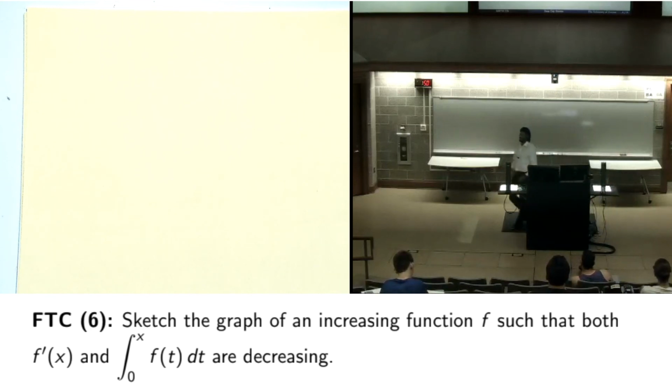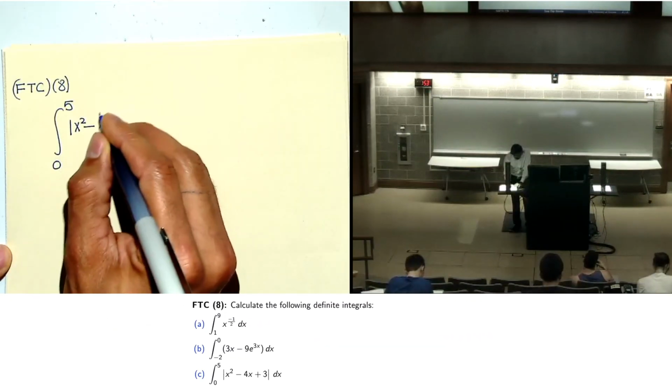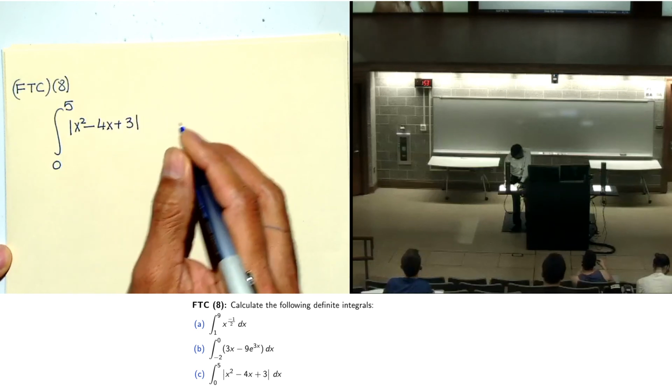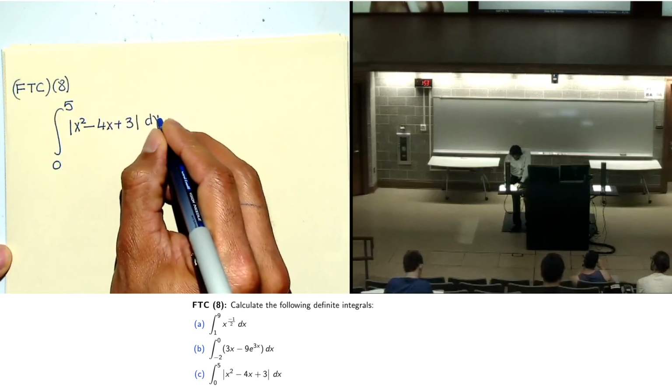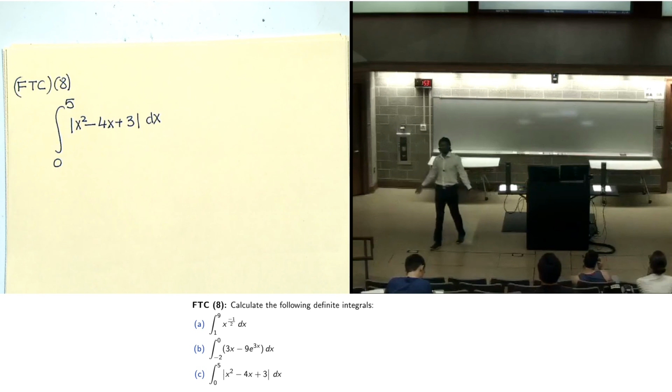No study for tonight? The integral of the absolute value of x squared minus 4x plus 3 dx. Okay, this function, I don't know how to compute the antiderivative of an absolute value.